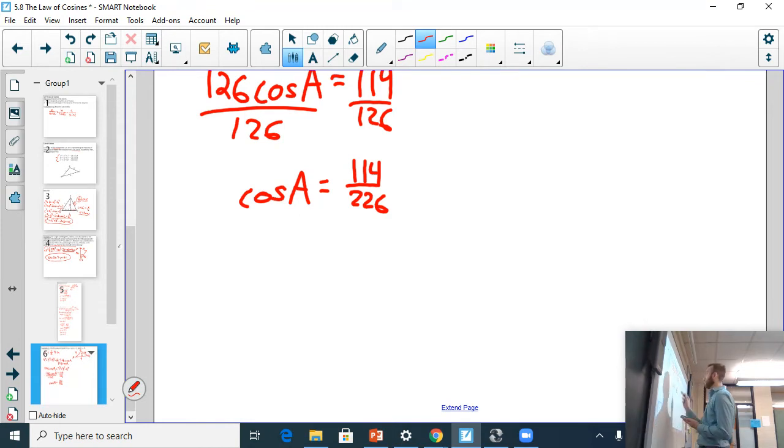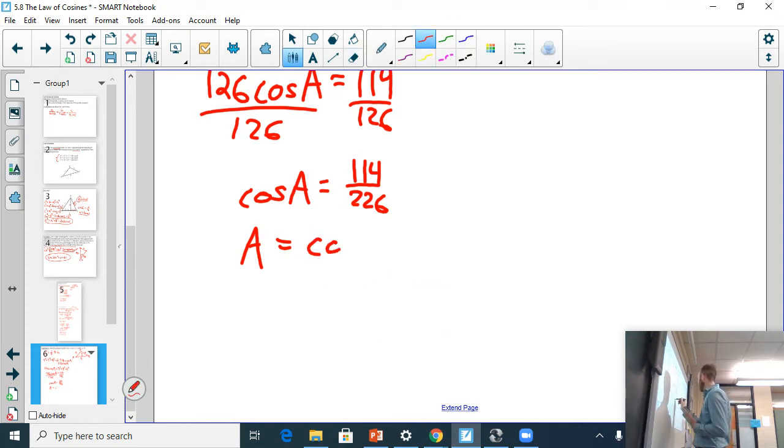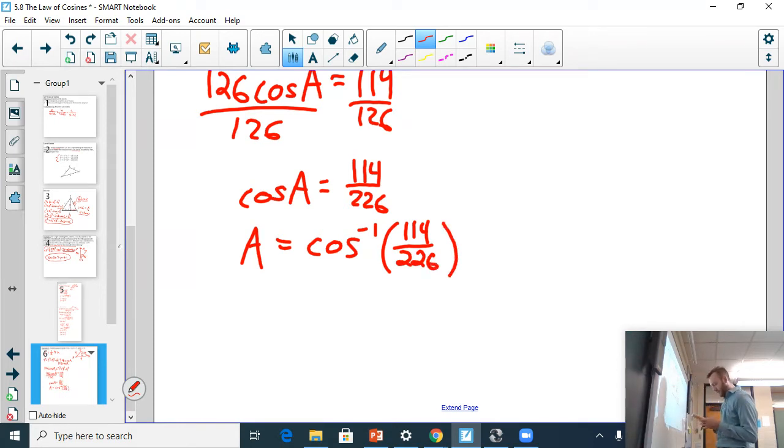And then if we're looking for an angle, we better get the inverse involved. So take the inverse of both sides. That cosine kind of goes away. And we're going to have the cosine inverse of 114 over 126. And that is something that we can calculate. And we're going to get that A is about 25.2 degrees.